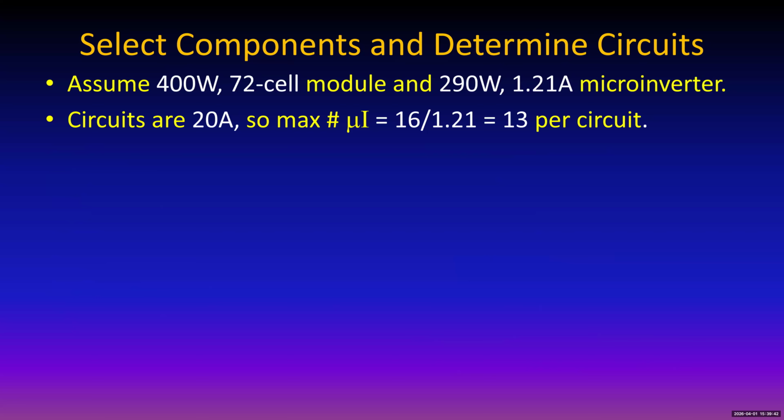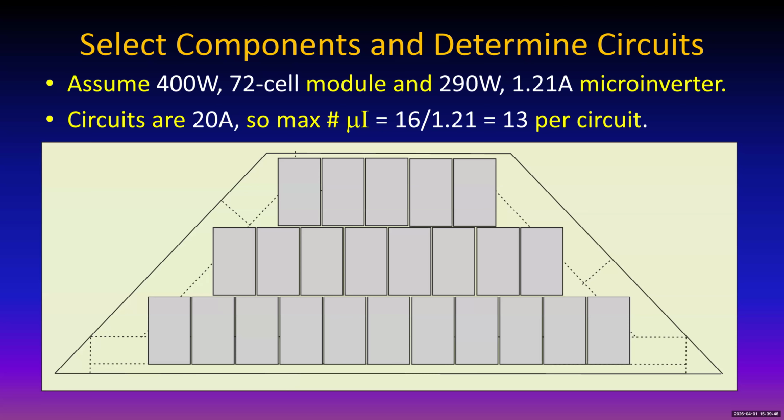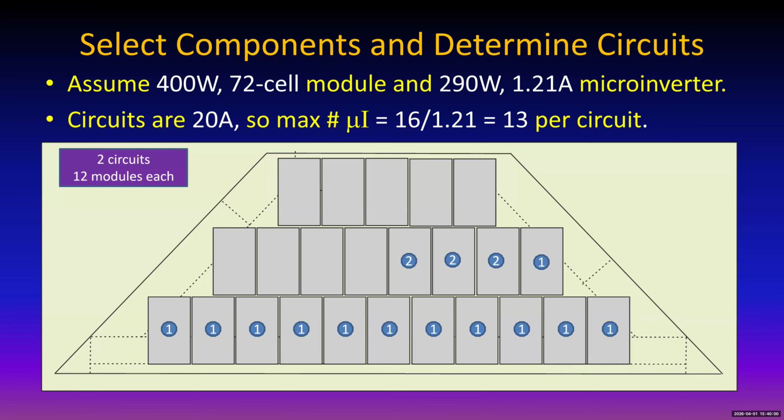Here's the module. Put the modules on the roof. 13 per circuit. So we're going to have 2 different circuits, 12 modules each. Might possibly look like this. But notice, are these 12 modules each? Yeah, it is, isn't it? There's 11 and we add 12, so it's 12 and 12, nice balance.